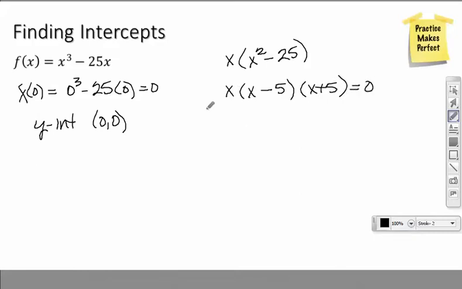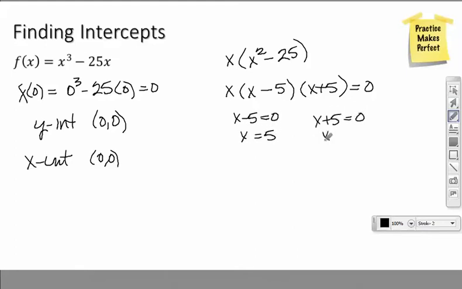This first one, x equals 0. So we know we've still got that x-intercept at the origin. Then I'm going to say x minus 5 equals 0. Add 5 to both sides. And then x plus 5 equals 0, and I'm going to subtract 5 from both sides.